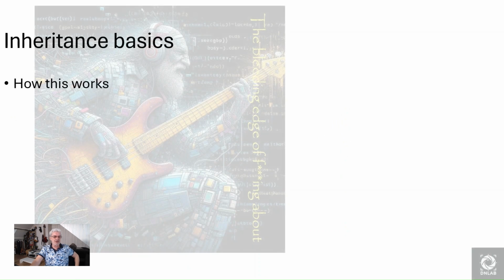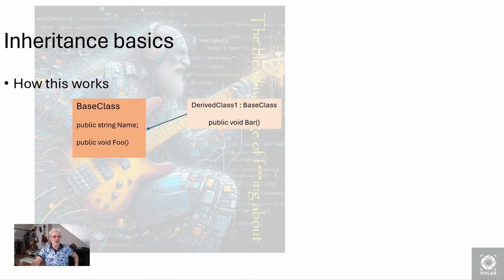Inheritance basics. This is actually all you need to know about how inheritance works conceptually. And let me explain that to you. Here we have a base class. The base class has a public property name, and the base class has a public method called foo. There will be a derived class. That's a class that inherits from the base class, and it will have its own public method called bar.